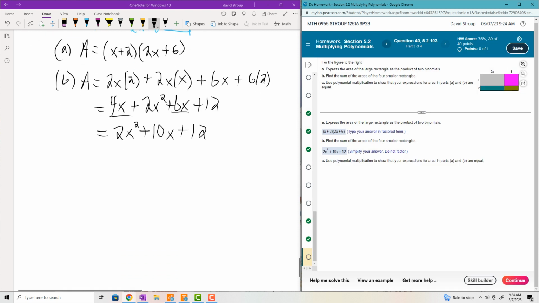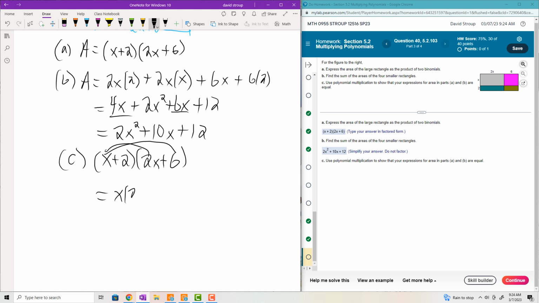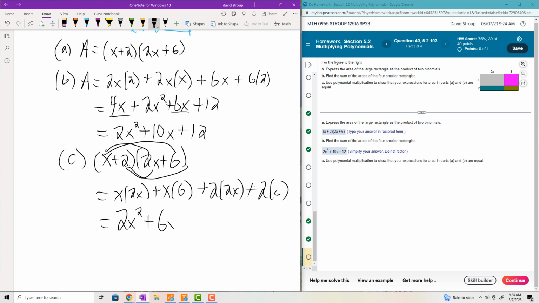And then they want you to show that part A and part B are the same. So you'll multiply out part A, and hopefully you'll get part B, right? So you have to do double distribution. That'd be x times 2x plus x times 6 plus 2 times 2x plus 2 times 6. And then that'll be 2x squared plus 6x plus 4x plus 12. Combine like terms, that will be 2x squared plus 10x plus 12. And sure enough, they're the same.